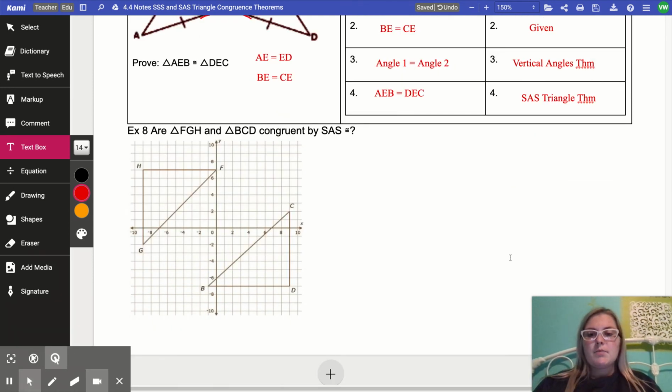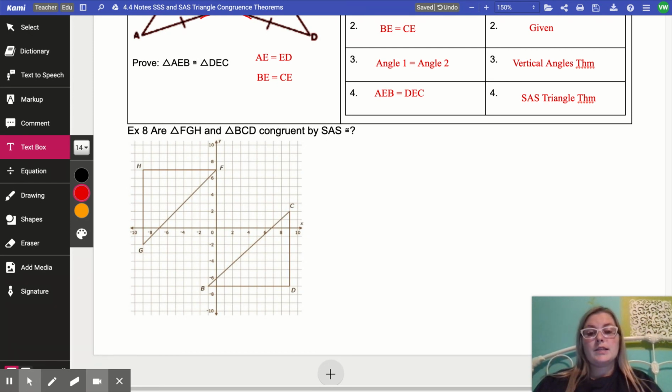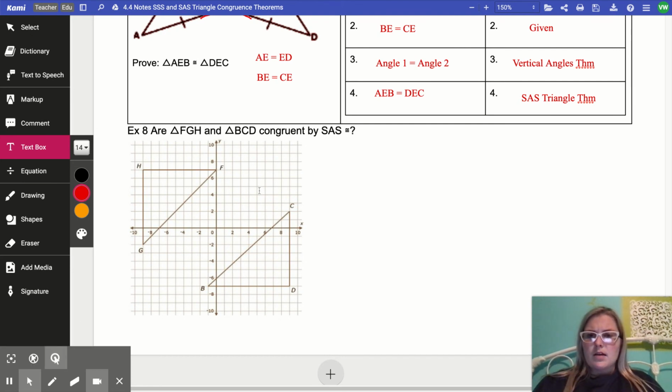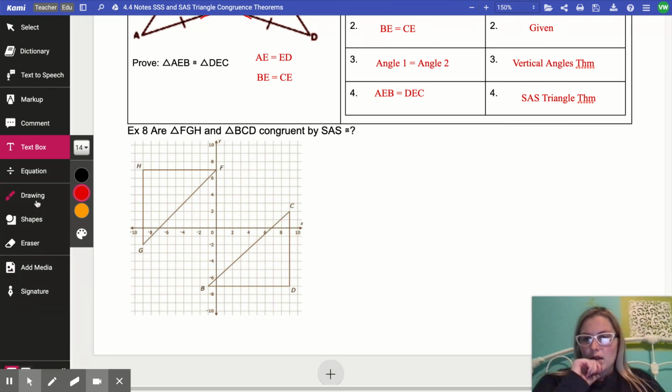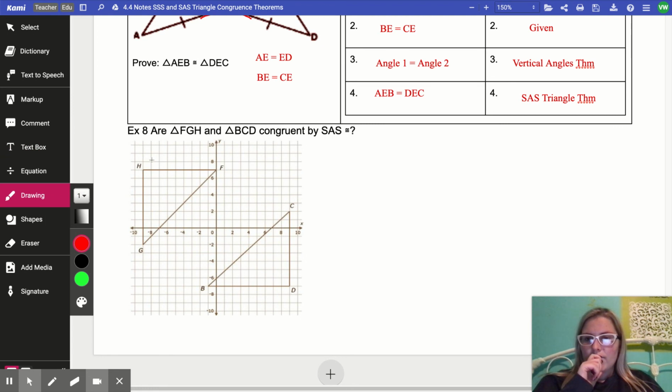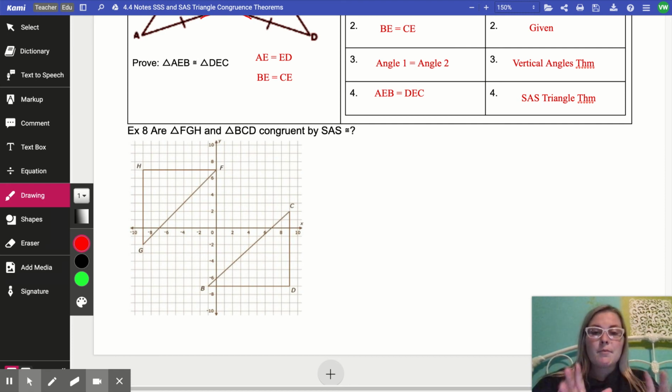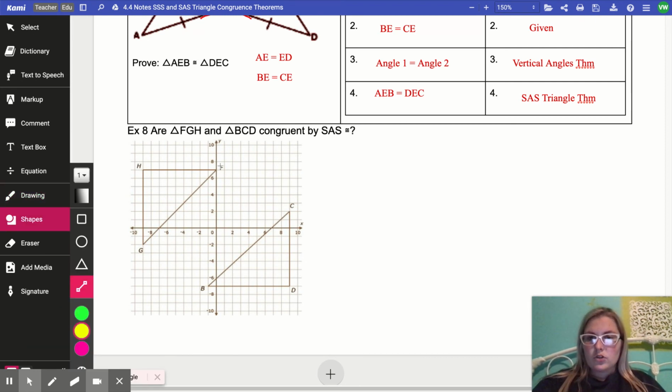So example 8 is another one where we have two triangles and we need to see if they're congruent by side, angle, side. So I see I have right triangles. Maybe I need to start off by counting my sides. Okay. So I'm going to start off in FHG. And I'll know that these two triangles are congruent or not if two sides are equal, okay? And then if two sides are equal, then we have to determine if the angles are equal. But I'm going to start off by finding the lengths of my two sides. So let me start on triangle FHG.